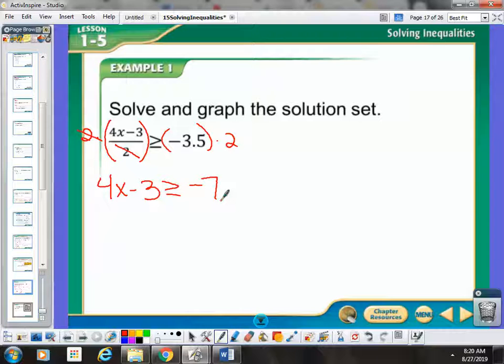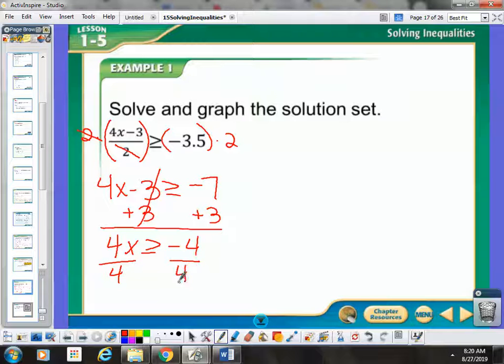Go ahead and solve. I'm going to add 3 to both sides. So I have 4x is greater than or equal to negative 4. Divide by 4. x is greater than or equal to negative 1.